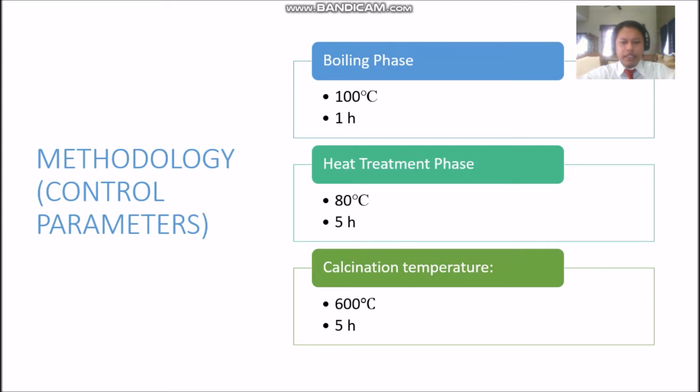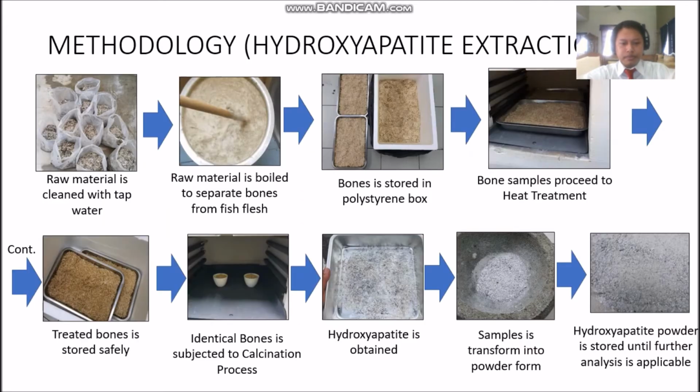Therefore, the temperature and time of boiling phase and heat treatment must be controlled in order to produce potential hydroxyapatite properties. Furthermore, the trend of using calcination method to extract hydroxyapatite at temperature between 600 to 1000 degrees Celsius results in the formation of hydroxyapatite. Thus, temperature in this range will be the control parameters for this project during extraction phase.